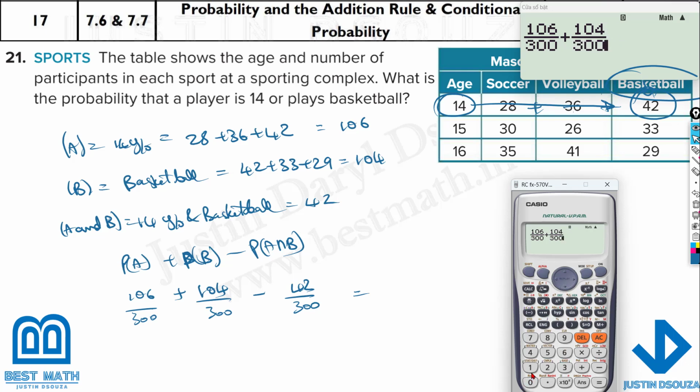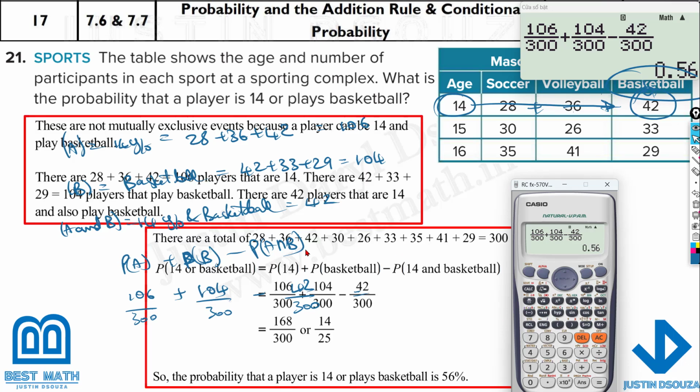That's over here 300. And lastly, minus 42 divided by 300. The answer is 14 by 25 or 56%.